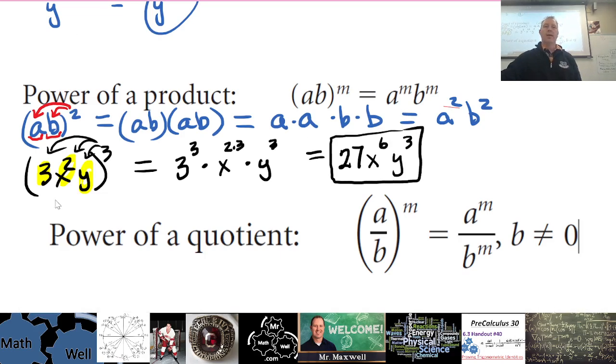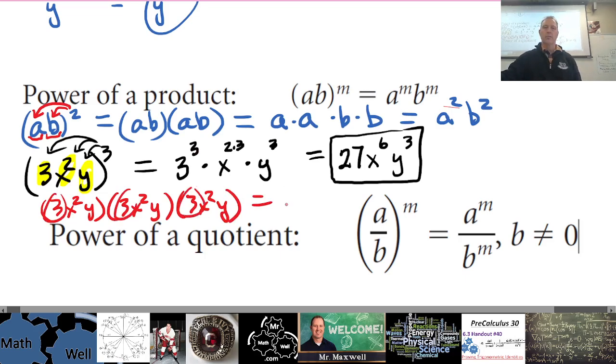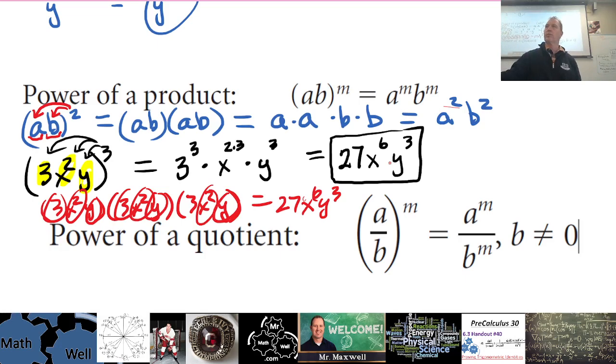And if you write this out, watch this, this also means this. If you were to do this, you would go 3 times 3 times 3. Oh, that's 3 cubed, 27. And you would go x squared times x squared times x squared. Oh, that's x squared cubed. Oh, that's x to the 6. And you would go y times y times y, or y cubed. So these are just shortcut rules. There is nothing spooky about this.